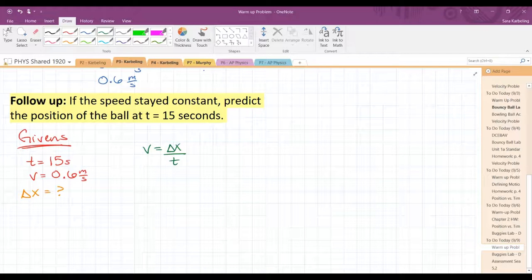What am I looking for? Change in position? Is change in position all by itself already or no? I do have to multiply by t on both sides. The t's are going to go away. So I've got 15 seconds times 0.6 meters per second, or it might be 0.67 depending on what you did. And you get an answer like 9. It depends on the value you have. But yeah, 9 or 10-ish.